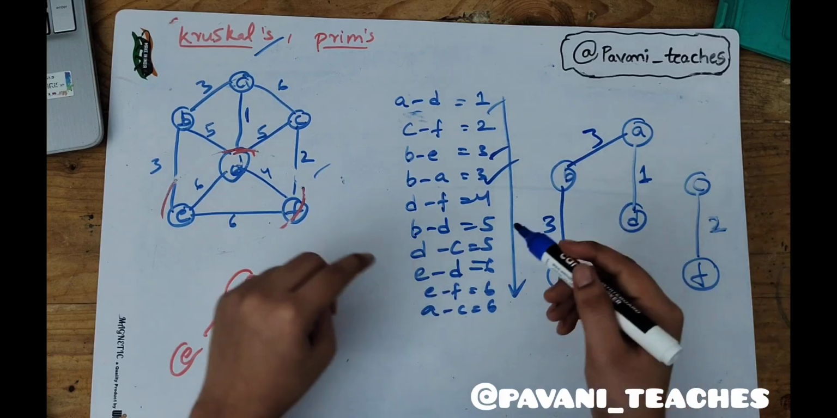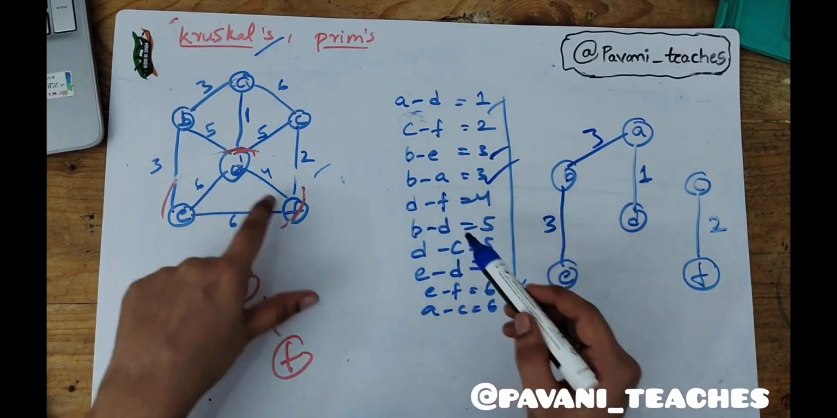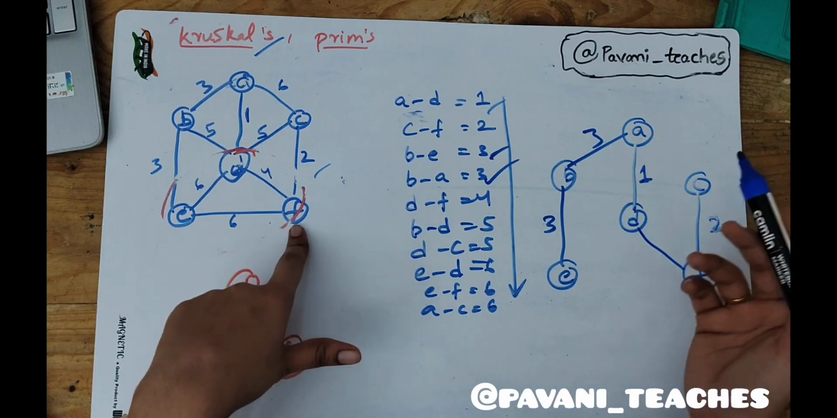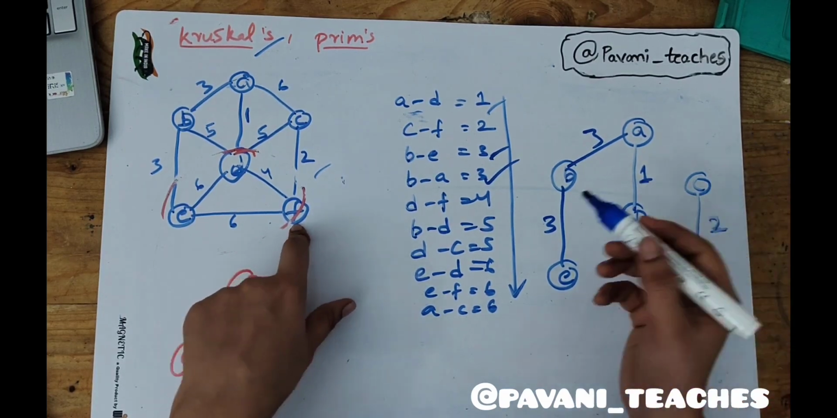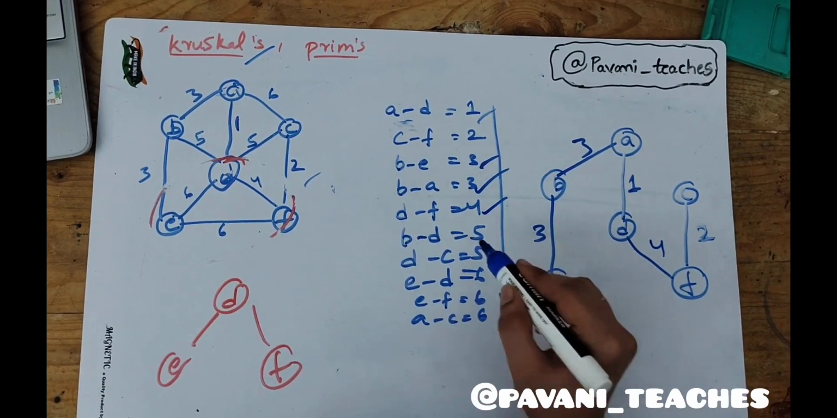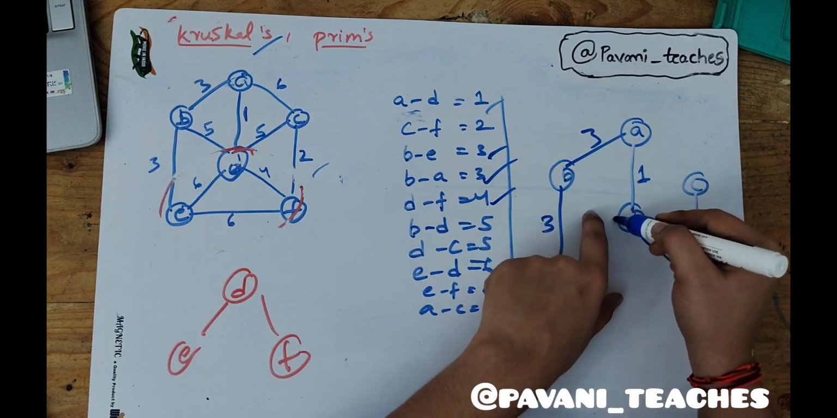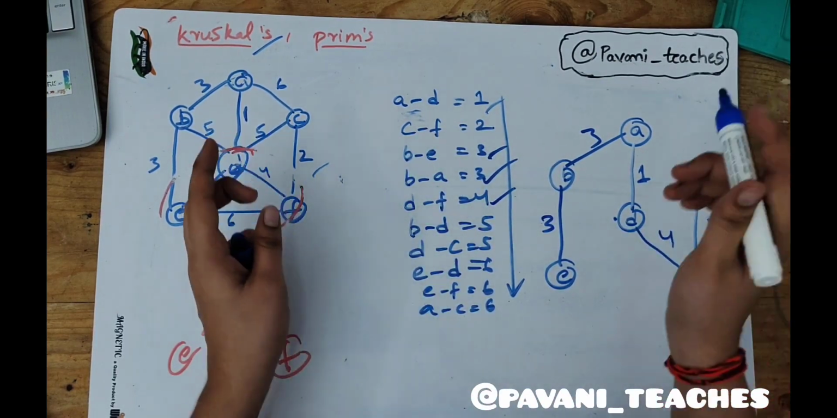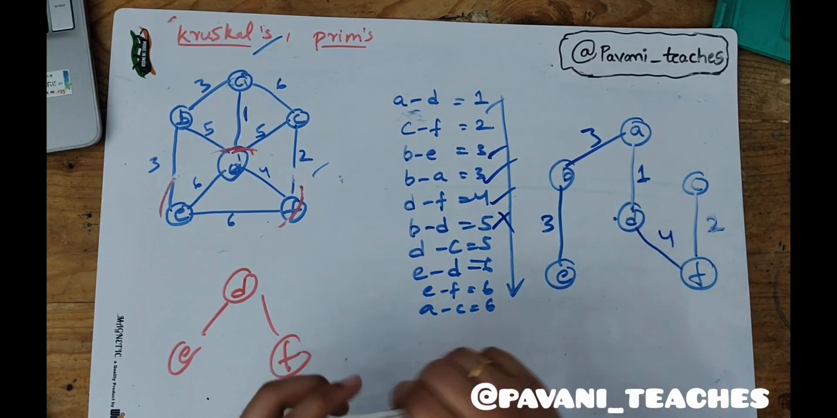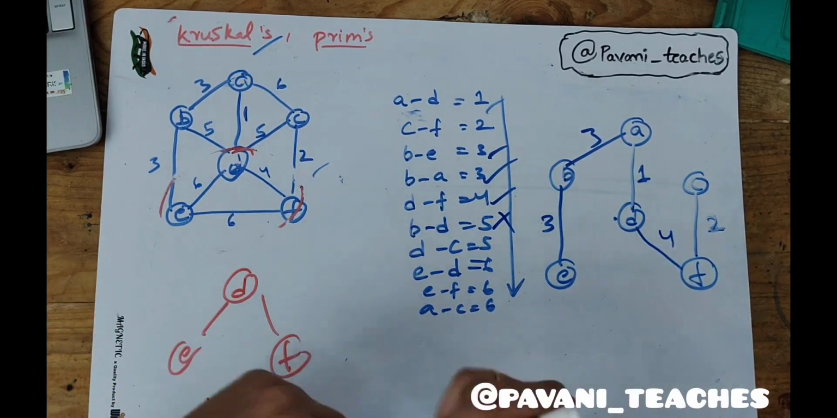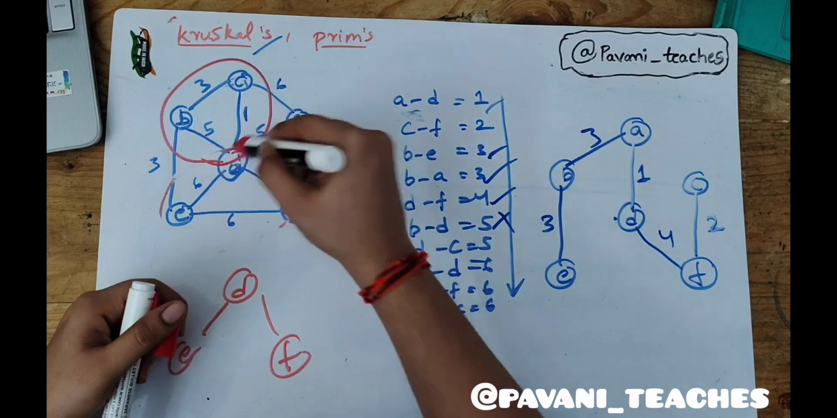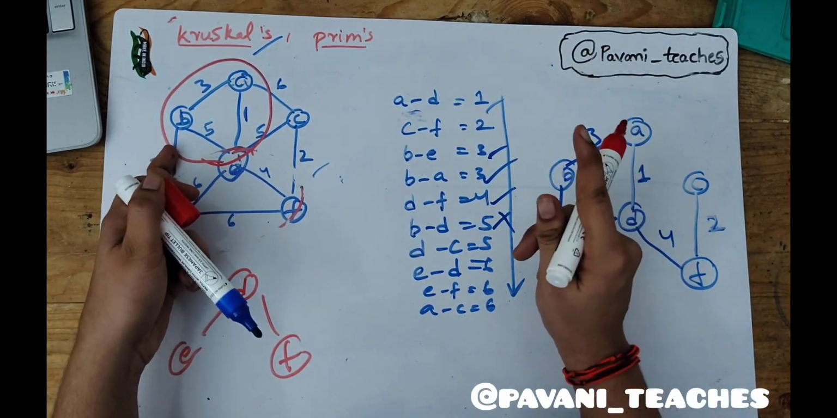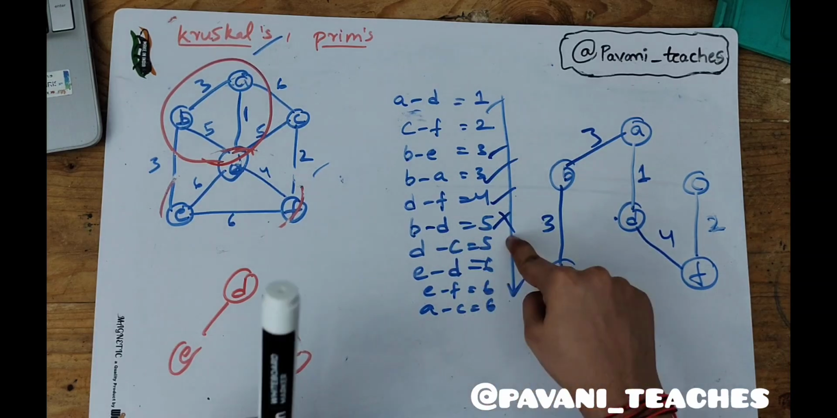So 3. Next, D to F. Yes, we can connect this because it is not forming any cycle. So we can connect it. 4. Then next, B to D. B to D we cannot connect. As I said before, it shouldn't form a cycle while connecting. So we are not taking this. I hope you got it. If we take B to D, it will form a cycle which is not allowed in our algorithm. So we are not taking this edge.